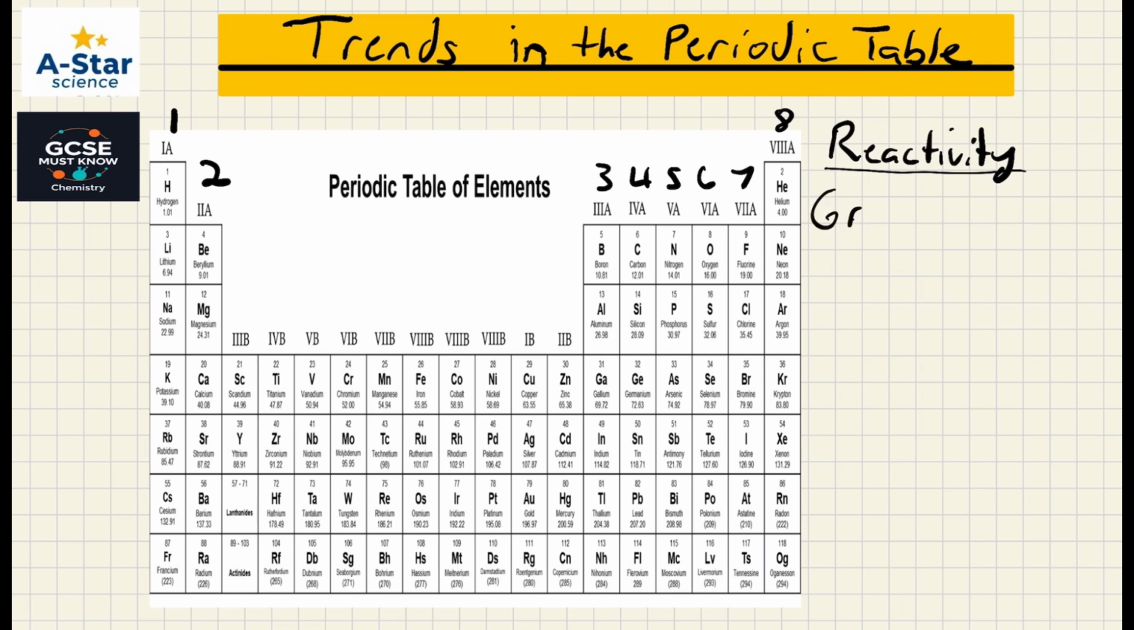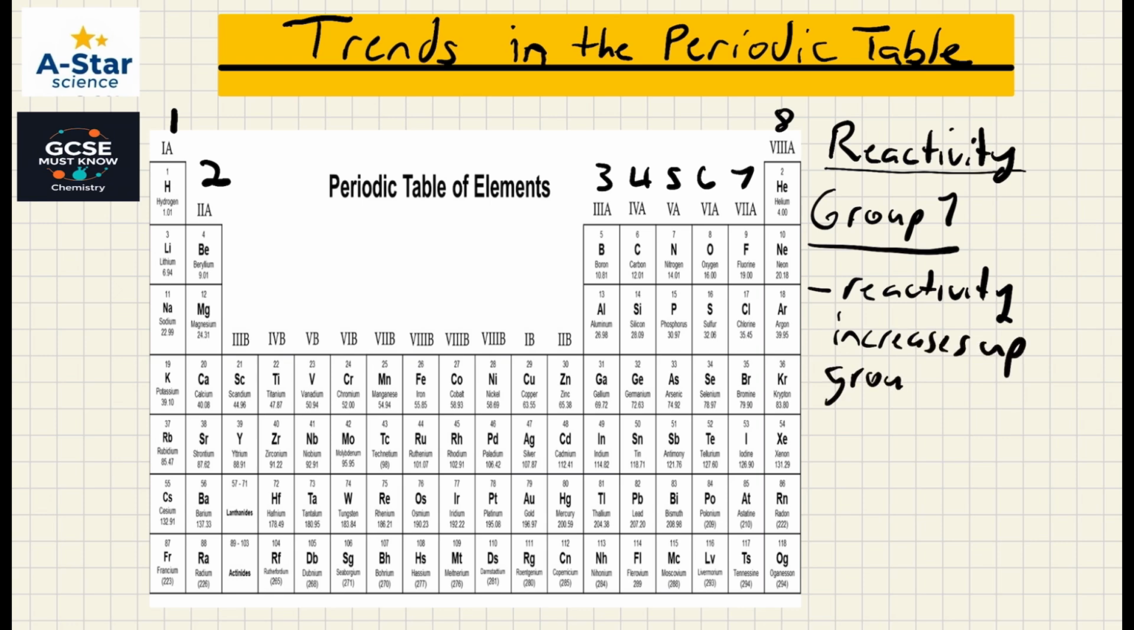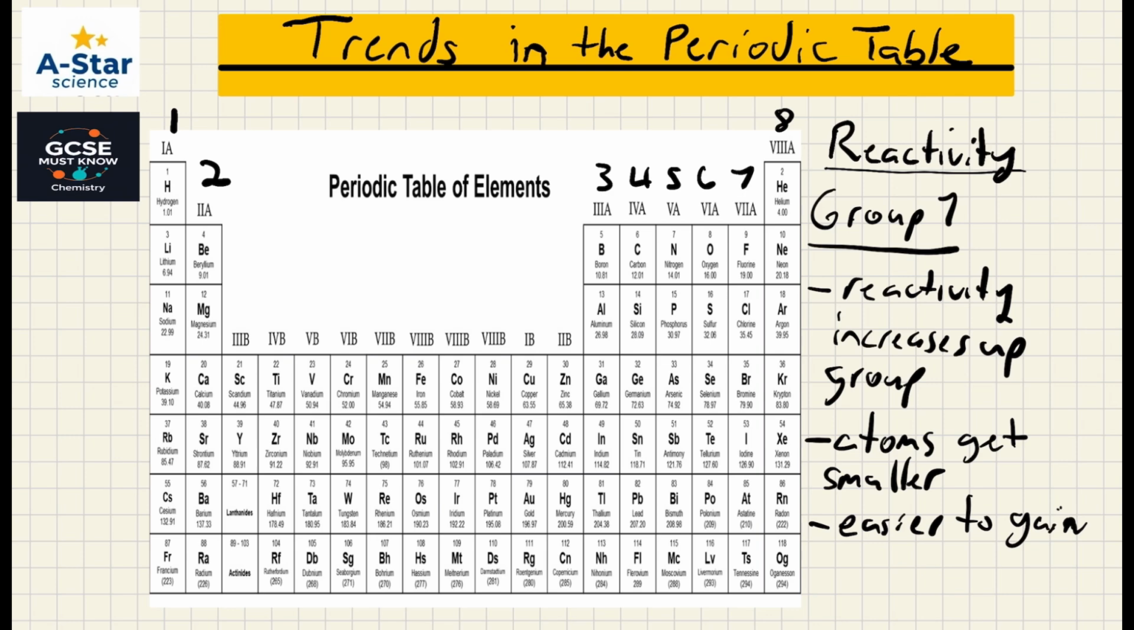So for group 7, it's actually the opposite. The reactivity increases up the group. And this is because the atoms get smaller as you go up the group. And so it's easier to gain electrons. And reactivity is all about losing and gaining electrons. So as you go up group 7, it's actually easier to gain these electrons because the atoms get smaller. That means the outer electrons are closer to the nucleus, and it's easier to gain other electrons.